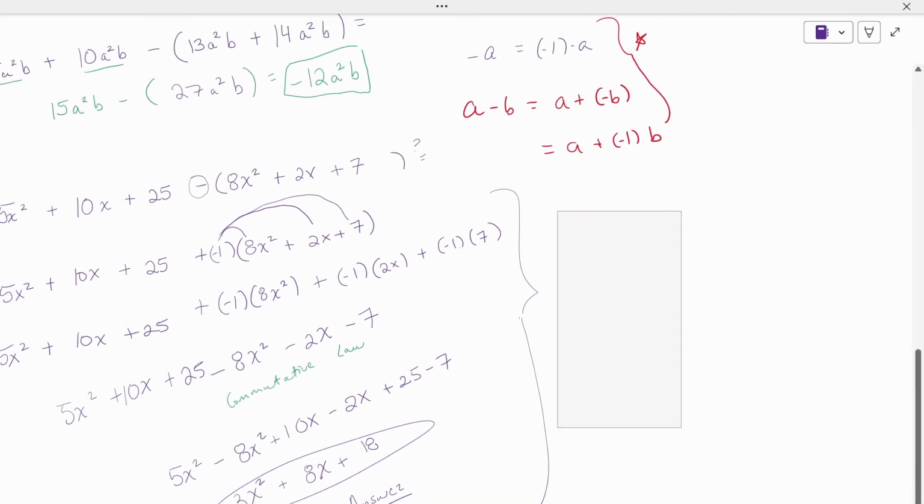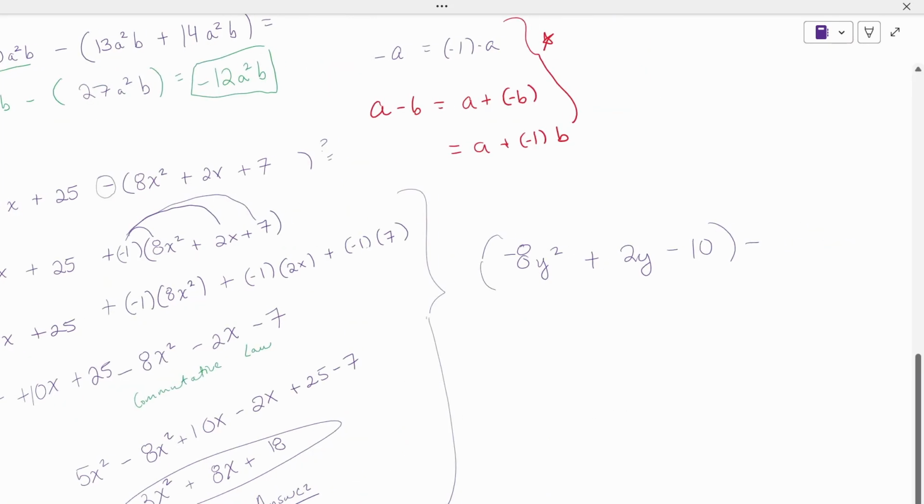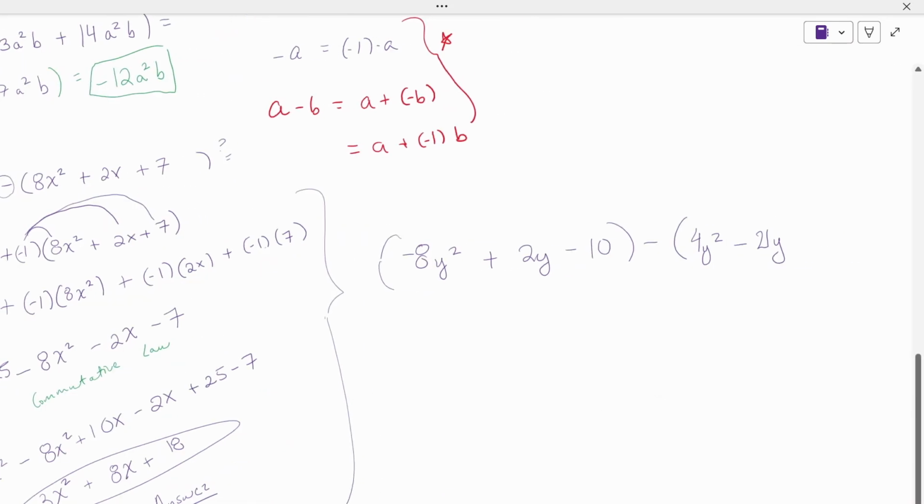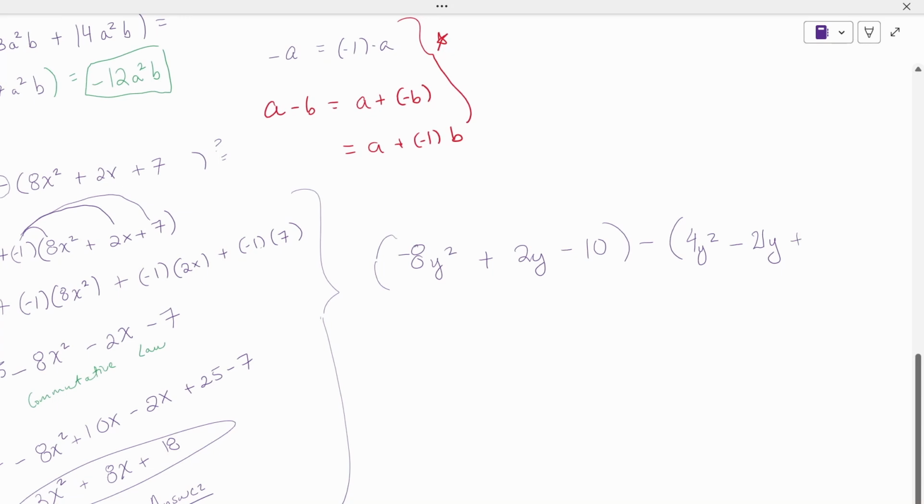So just as an example of that, let's say we've got -8y squared plus 2y minus 10. And say we're subtracting from this expression 4y squared minus 21y plus 15. Okay.